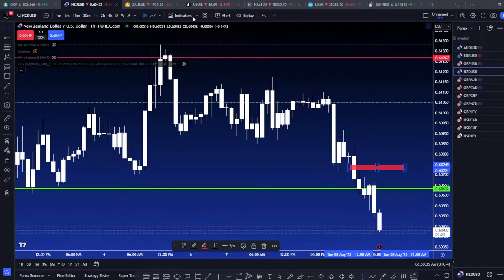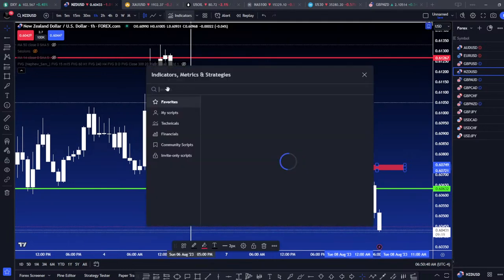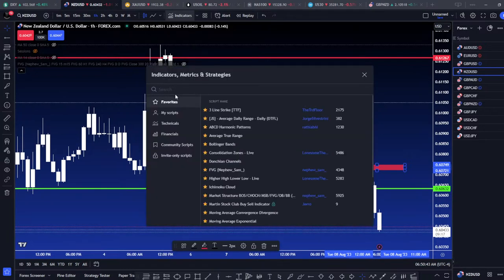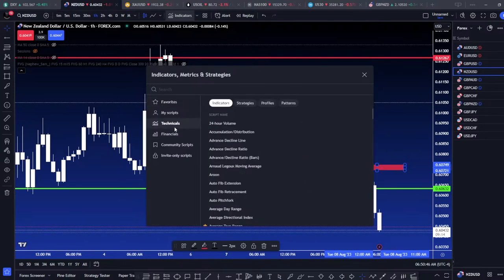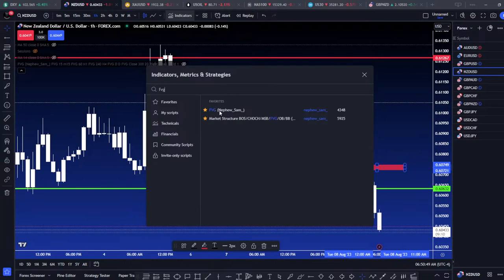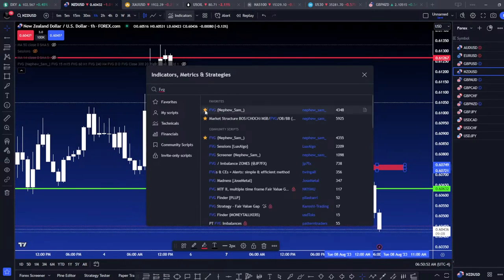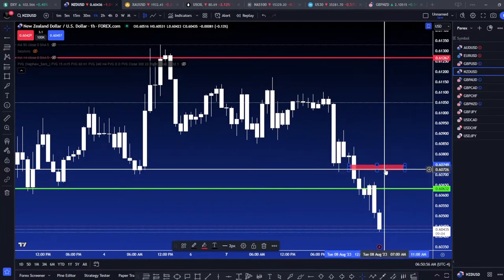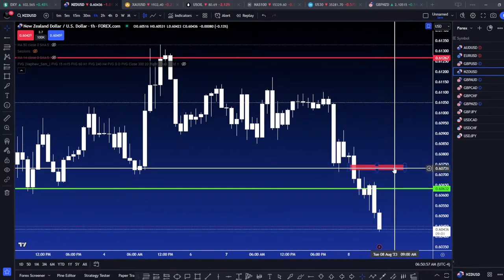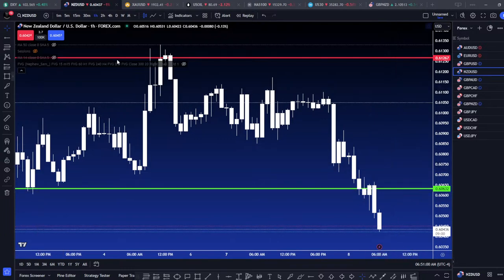All right, so go to indicators at the top, and right when it pulls up, search for FVG, under technicals. So again, FVG, and there it is. Put a star on it, and then that indicator will pop up on your chart. So you see, guys, where I put this fair value gap, if I erase this and then turn on my fair value gap indicator, what do you know?